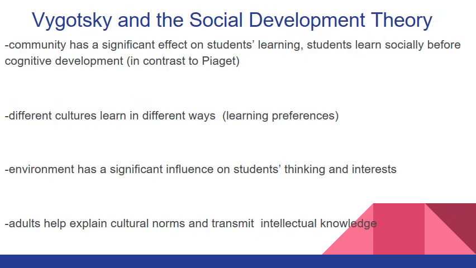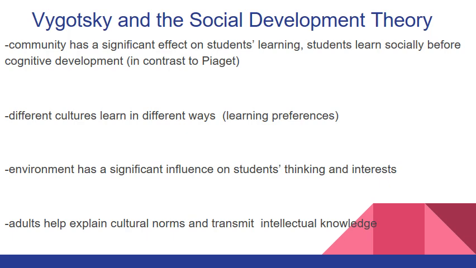Vygotsky also explained that community has a significant effect on students' learning, and that students learn primarily through socialization and through interacting with others. And they learn this before they learn on their own. Furthermore, Vygotsky discussed how different cultures learn in different ways. And so this thought helped pioneer the concept of learning preferences or learning styles. And we'll discuss this more in chapter 2 or competency 2.